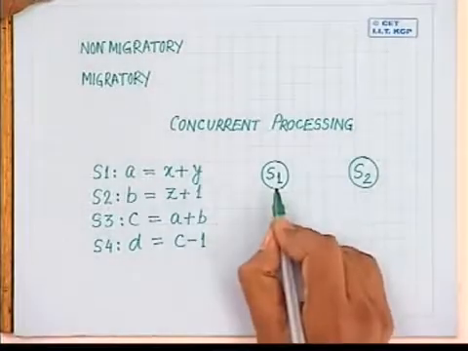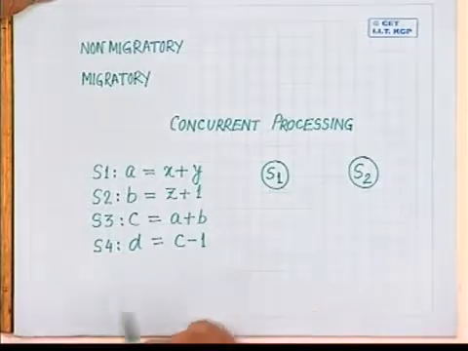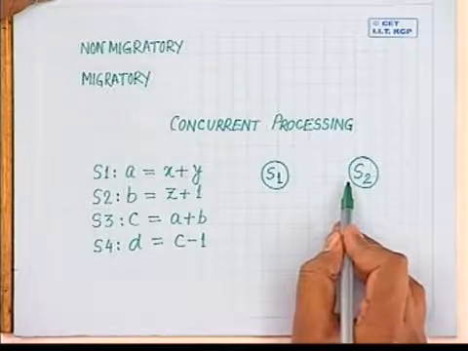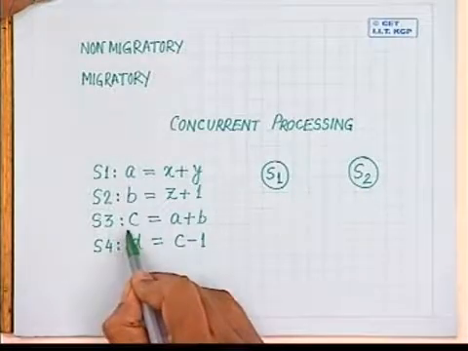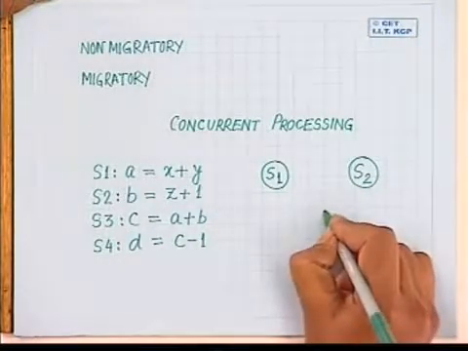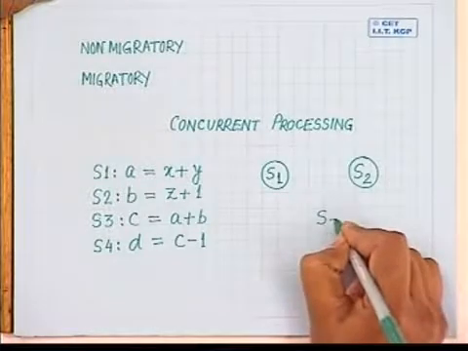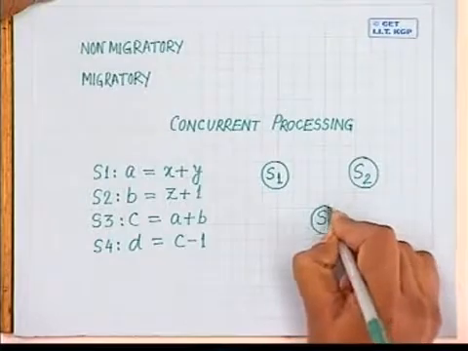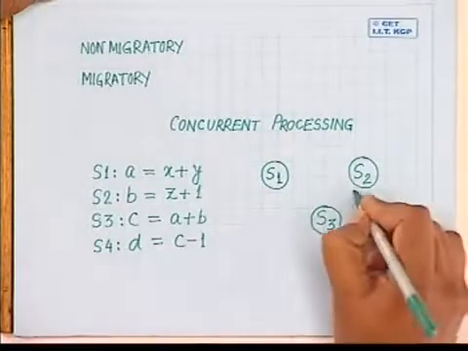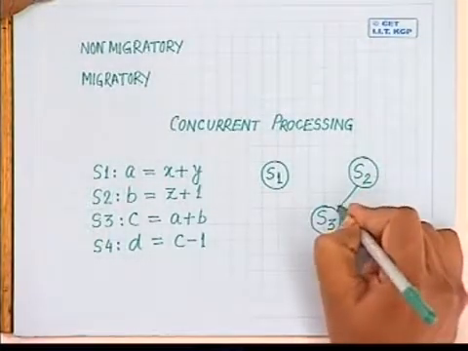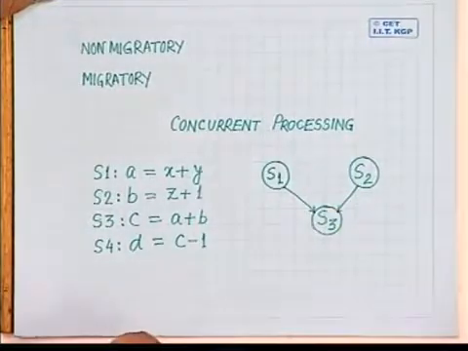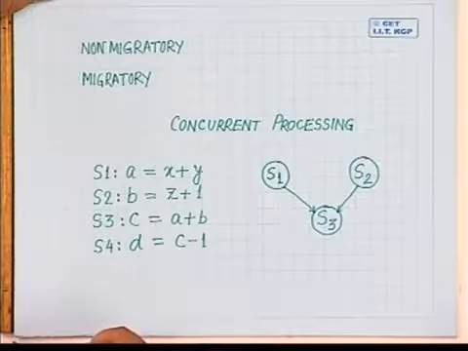Okay. S1 and S2, these two can be executed concurrently. After completion of S1 and S2, then only I can compute S3. So I put it this way: S3 has to depend upon, or has to wait for, the completion of statements S1 and S2.